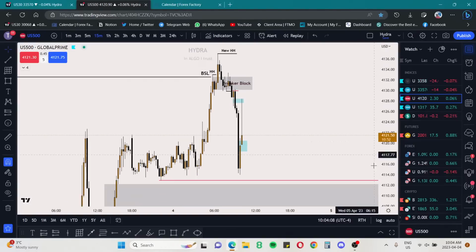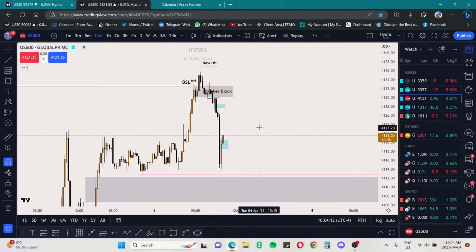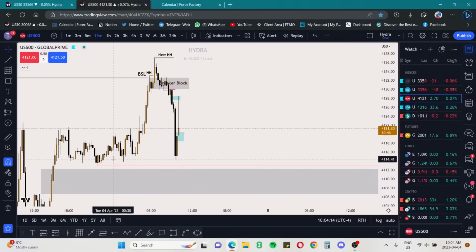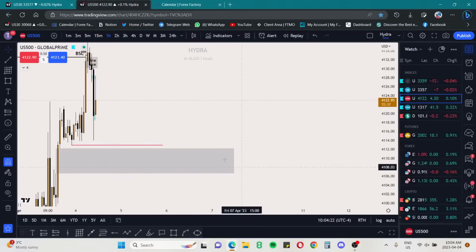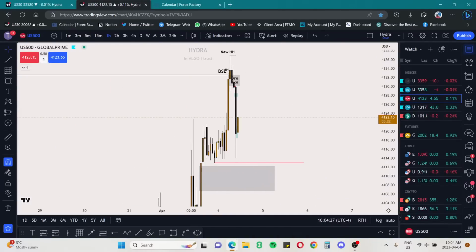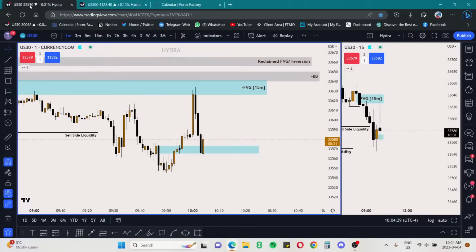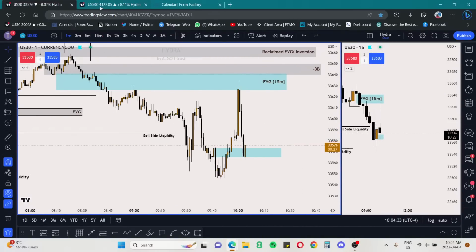Anyway, if we look on the higher time frame, our analysis was correct, right? We wanted to see these equal lows getting taken out, and that's what price is doing right now. And we have this hourly fair value gap to fill. So yeah, and we didn't take any loss. That's the main part. We missed a setup on US 500.